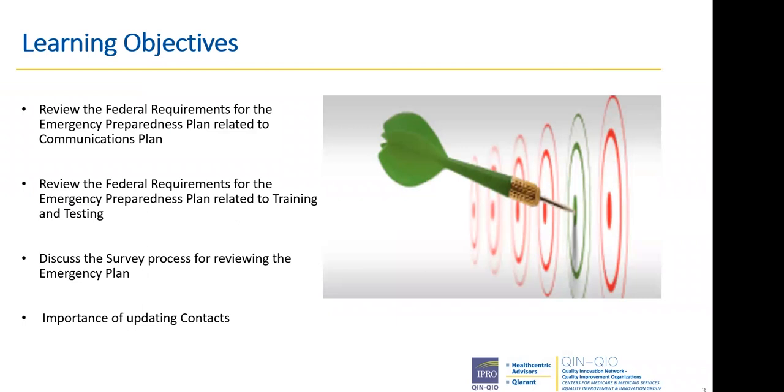The learning objectives for this presentation are to review the federal requirements for the Emergency Preparedness Plan related to communications planning, review the federal requirements for the Emergency Preparedness Plan related to training and testing, discuss the survey process for reviewing the emergency plan, as well as discussing the importance of updating contacts.